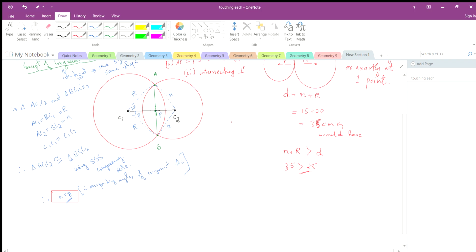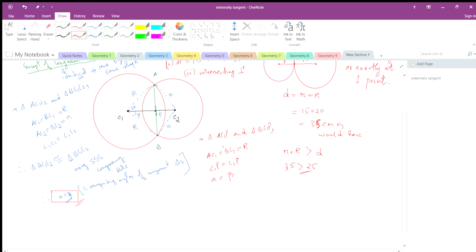Now in triangle AC1P and triangle BC1P, just focus on these two triangles. I have AC1 is equal to BC1, equal to R because they are radii. Then I have C1P equal to C1P, again a common side, and I have alpha equal to beta, which I have already proved, right.